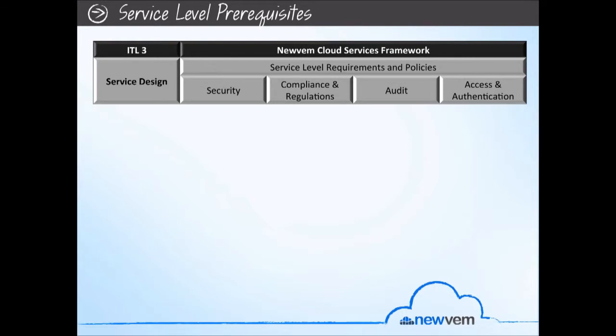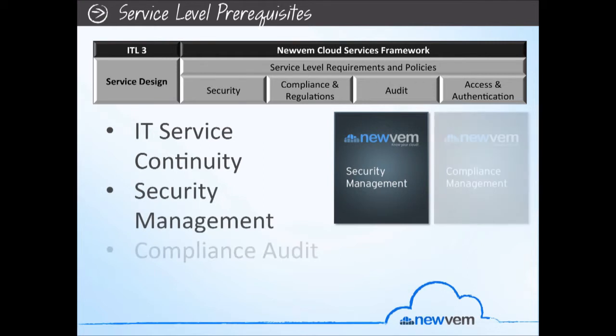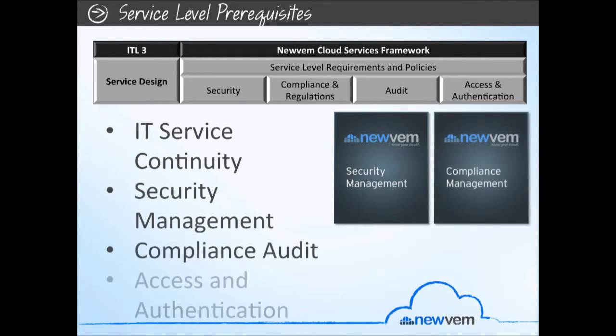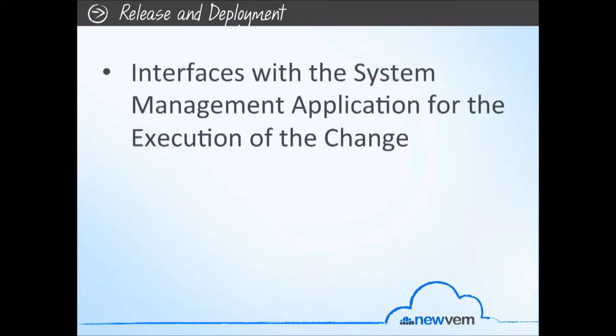There's another element that we have to take into consideration. These service level prerequisites include IT service continuity, information security management, compliance audit, access, and authentication. In addition, we are integrated into the release and deployment systems of a given cloud, where Newvem interfaces with the system management application for the actual execution of the change.